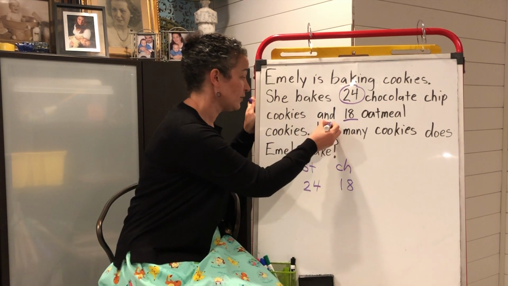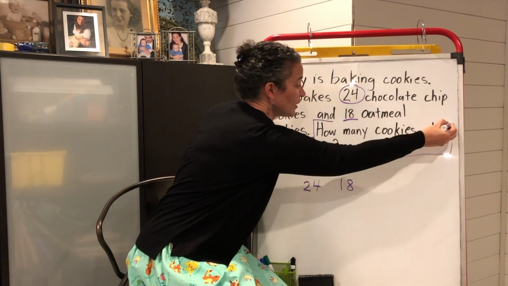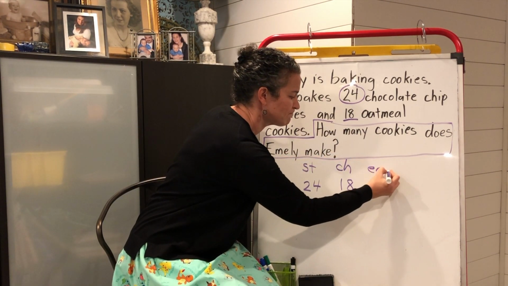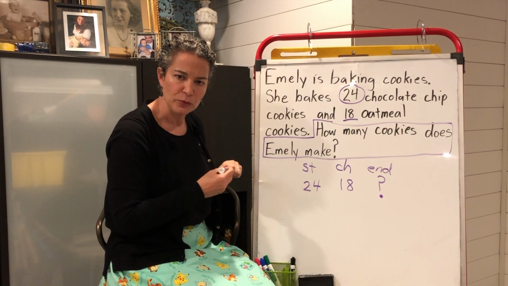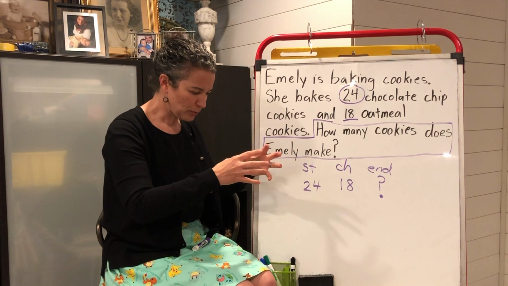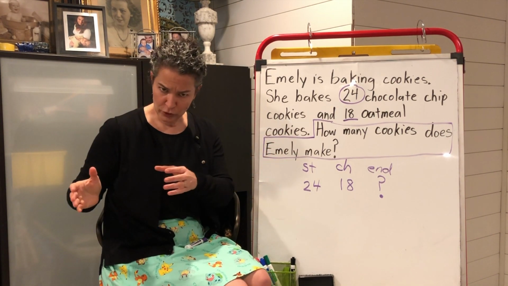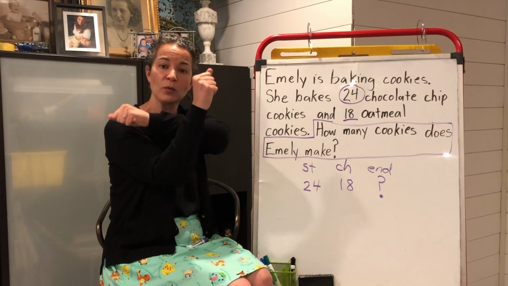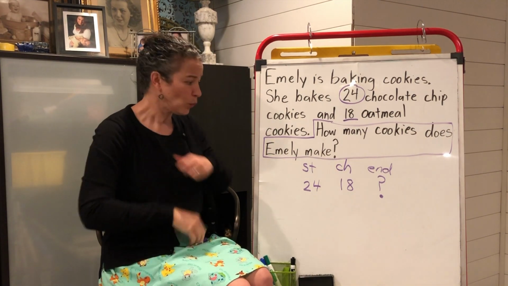How many cookies does Emily make? So my friends, you've got to use that big, beautiful brain. So are we taking chocolate chip cookies and taking cookies away? Or are we taking the chocolate chip cookies and the oatmeal cookies and putting them together? What are we doing? Show me with your arms. We're adding, Mrs. Amodemo, or subtracting? Yeah, we're adding. We are adding.